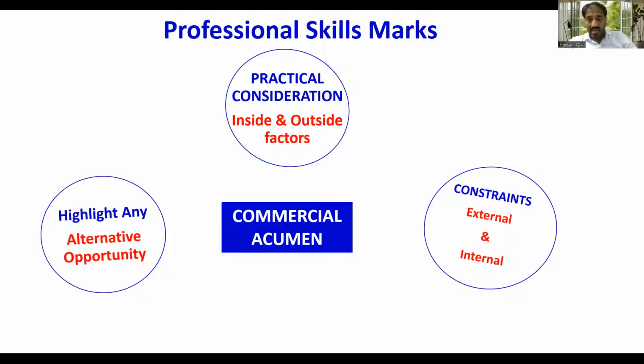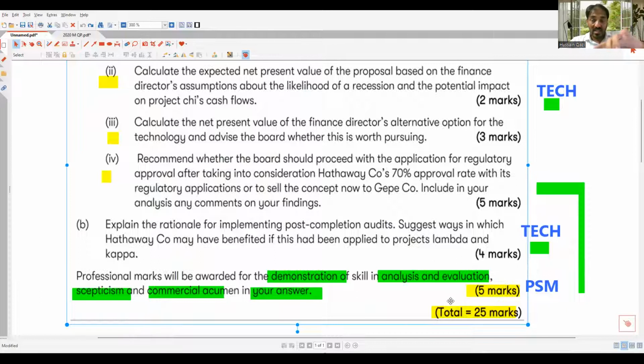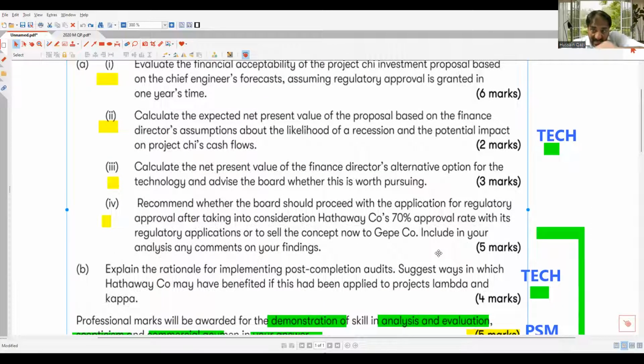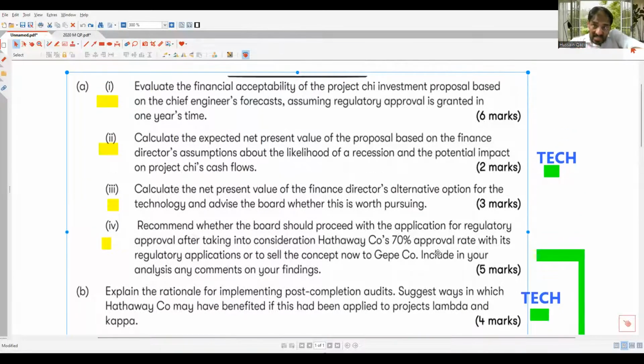Sir, do let us know the very important point: these 5 marks of PSM, analysis, evaluation, skepticism, and commercial acumen, how are these split in terms of marks? It's not any standard marks, number one. But another important point is that there are no standard marks, but these 5 marks are blended with the technical marks. We cannot say this is something isolated.